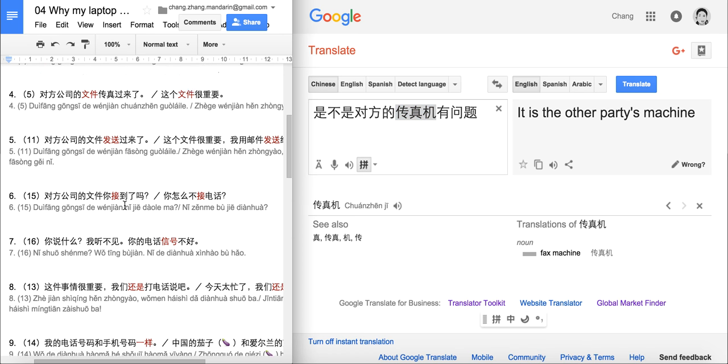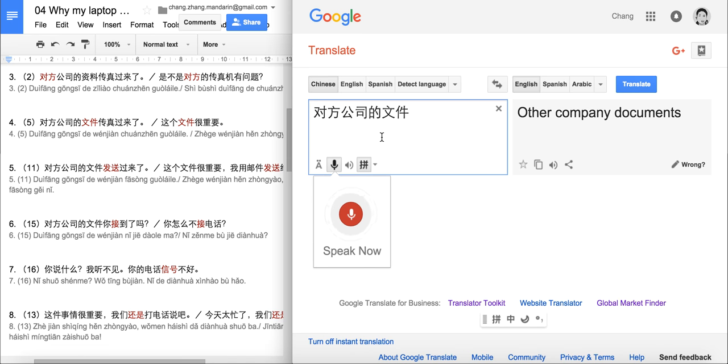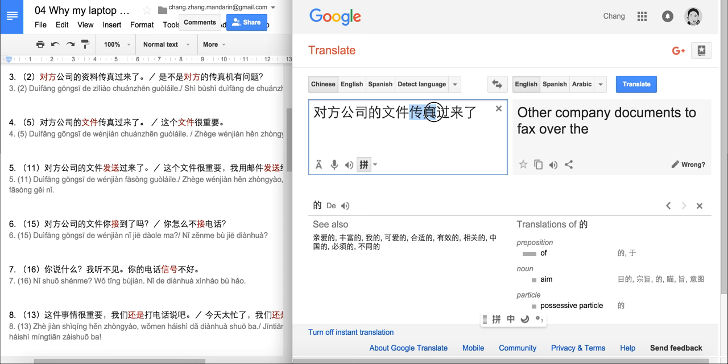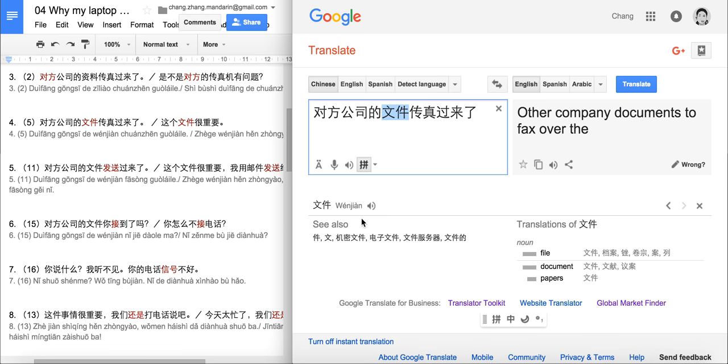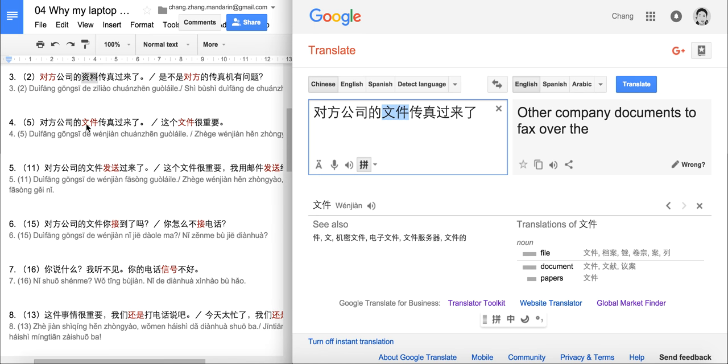Next one. 对方公司的文件传真过来了. Okay, same structure, but there's a new word here. First, 对方公司, recall memory, 对方 counterpart, and the 公司 company, the other company's. 传真 faxed over already. And this is our new word, 文件. 文件, right? That's the file or document. So these two sentences are pretty much identical, I just use 文件 to substitute for 资料 as material, right? So 资料 material, 文件 document, okay? So the other company's document has been faxed over.